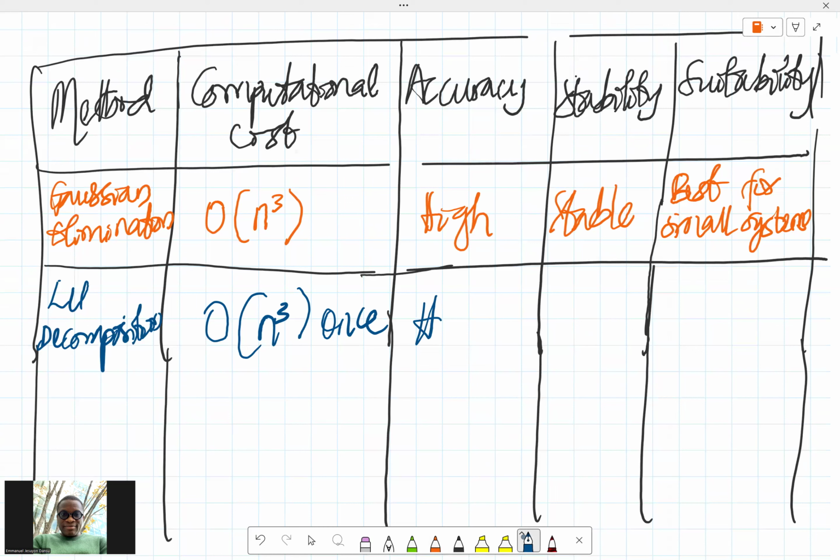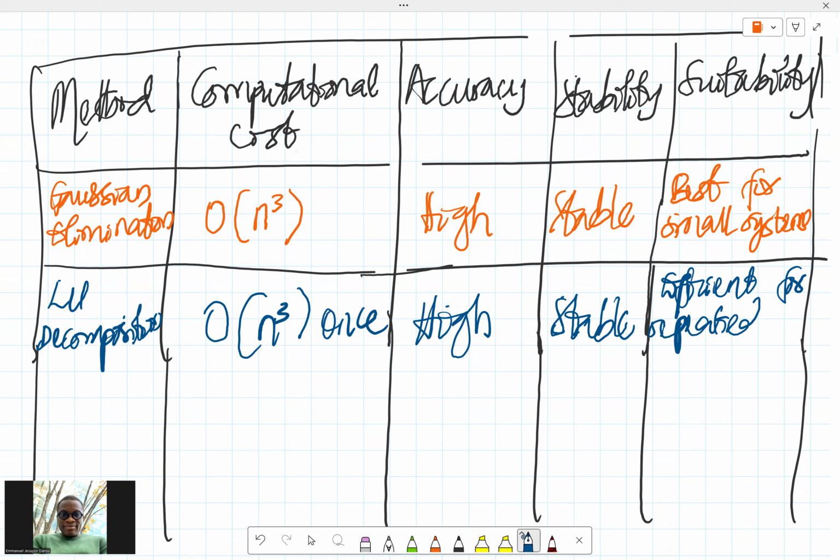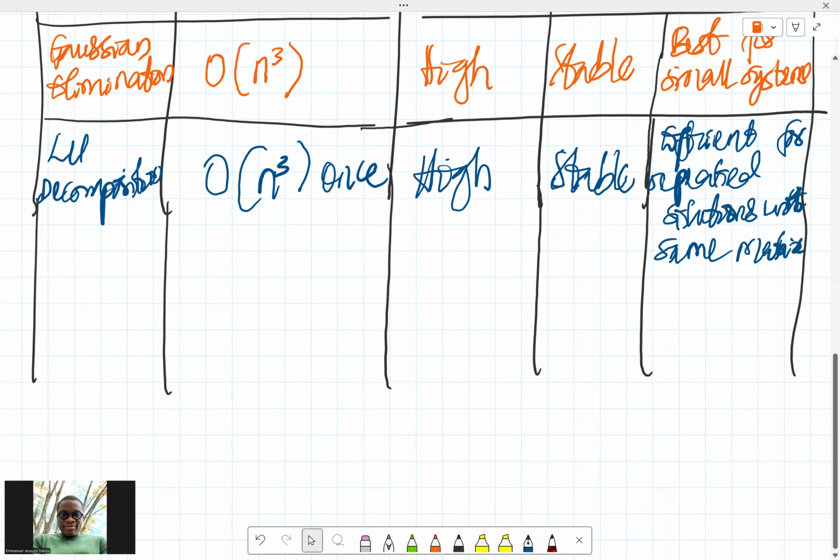The accuracy is high, like we know, we get the answer directly, and it is definitely stable. There's no worry, we get an answer. It's efficient for repeated solutions with the same matrix. That's when LU decomposition is really good to use.